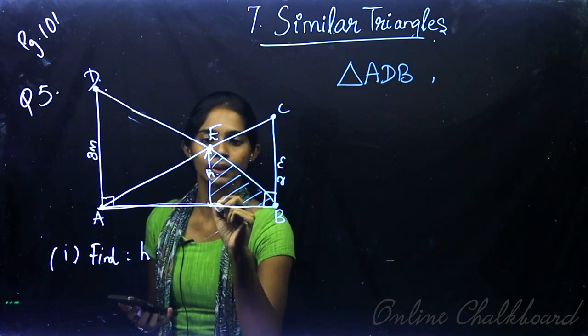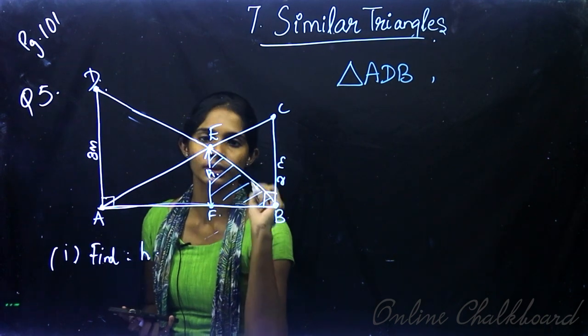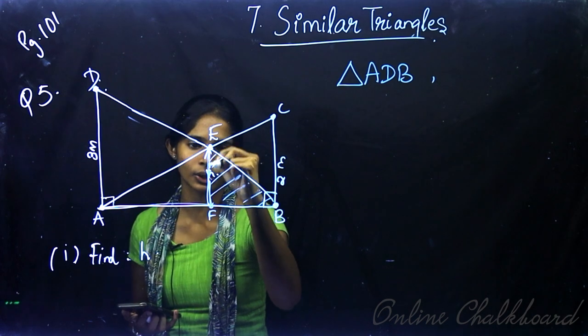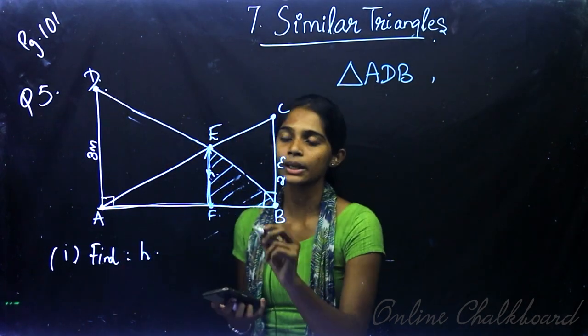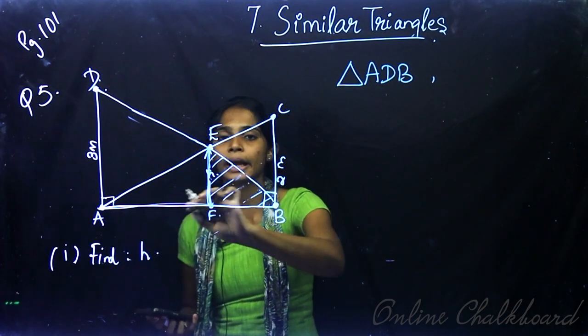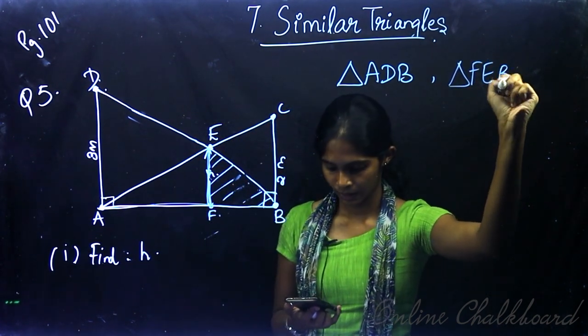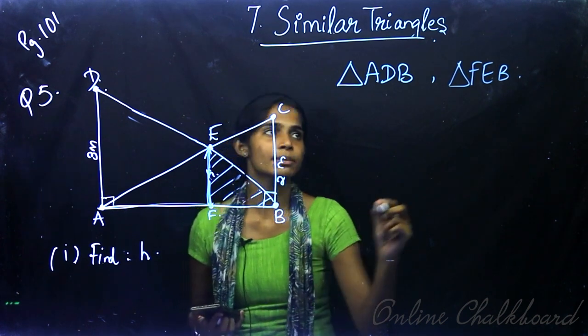Now we have to mark this point F. That is why I have to put the height in as a line. Okay, so then we can say that this triangle ADB is similar to triangle FEB.